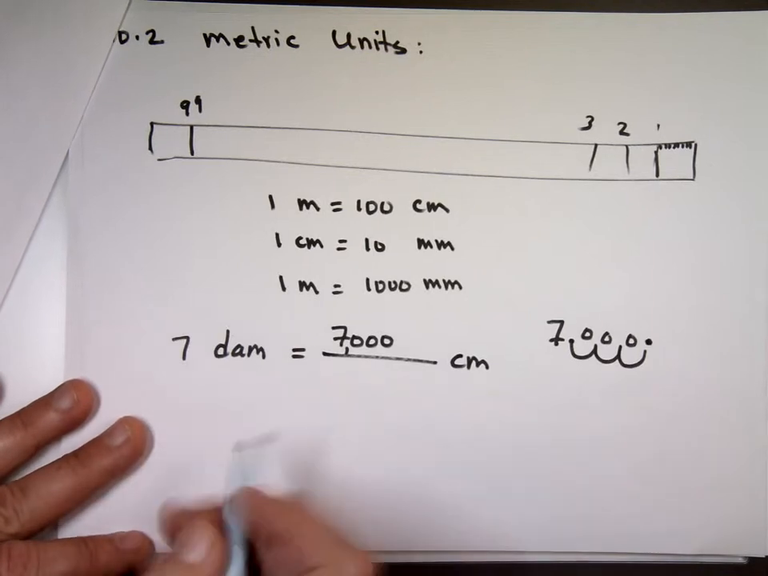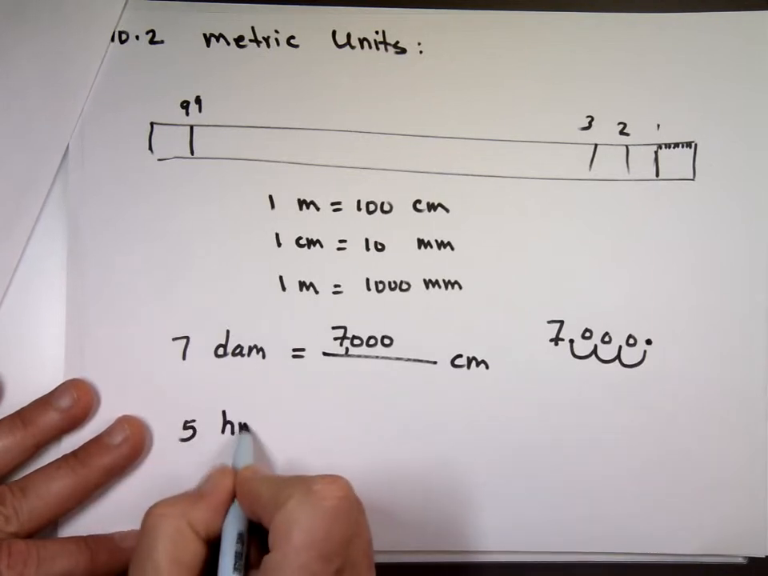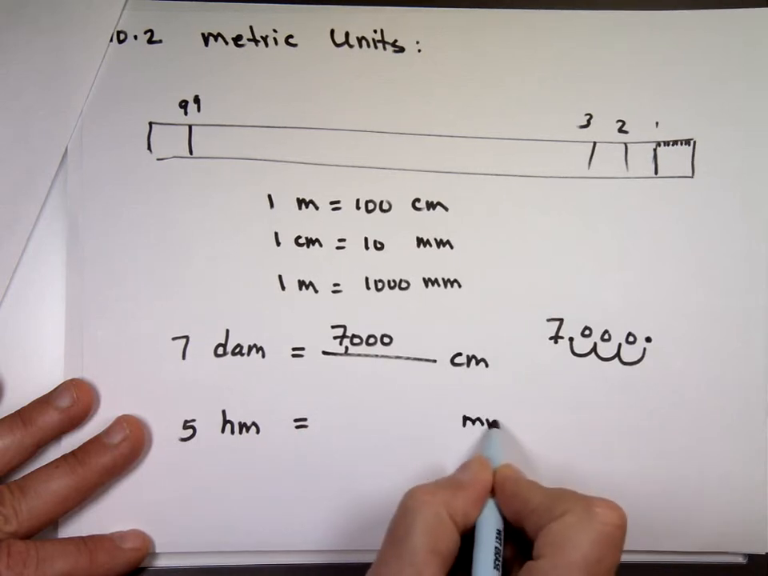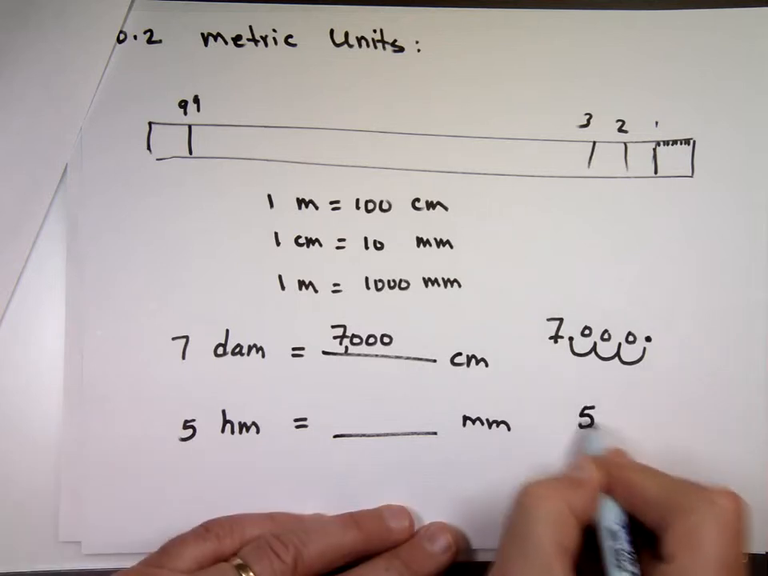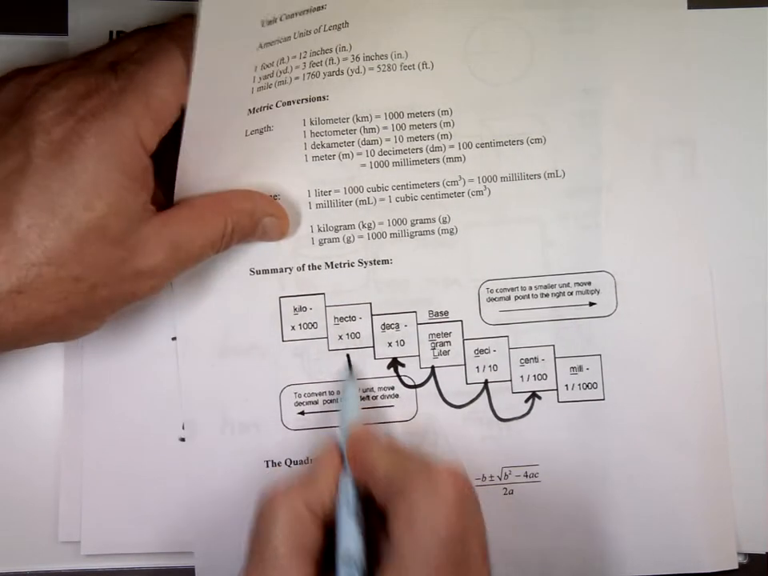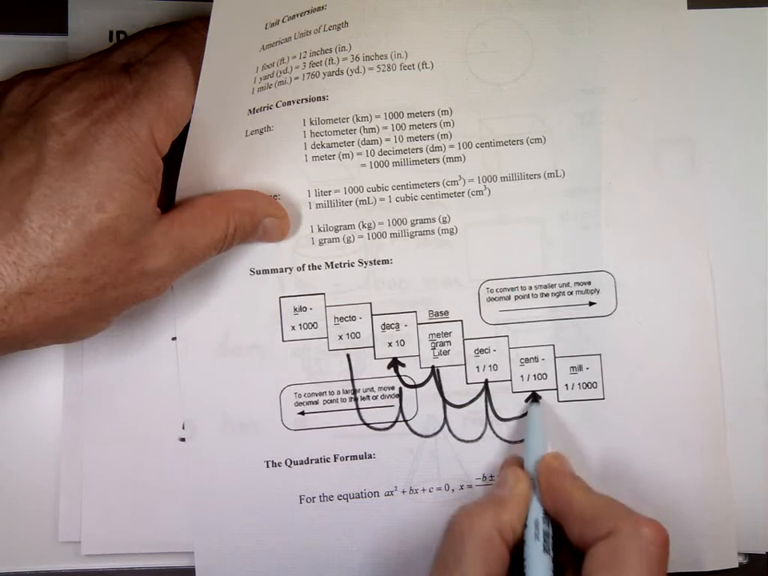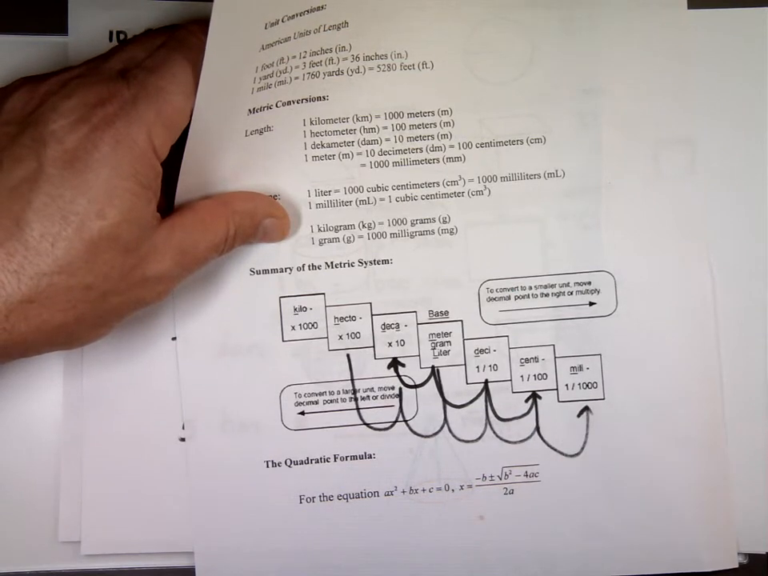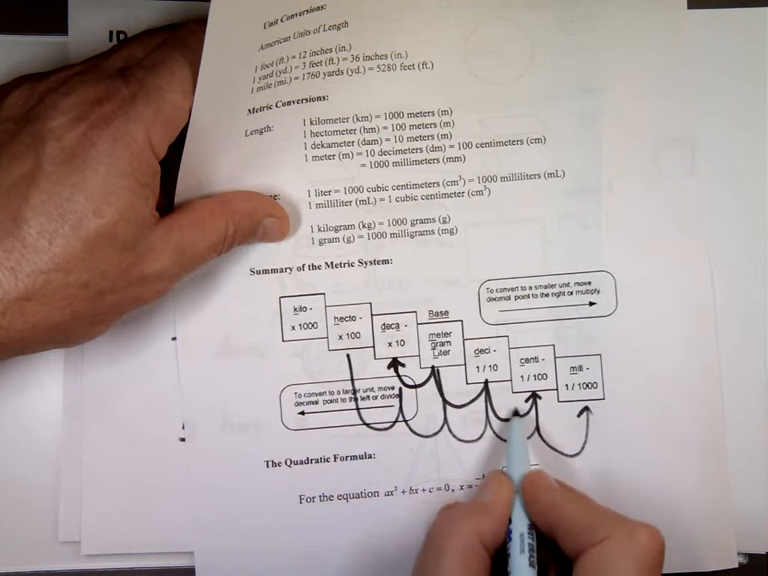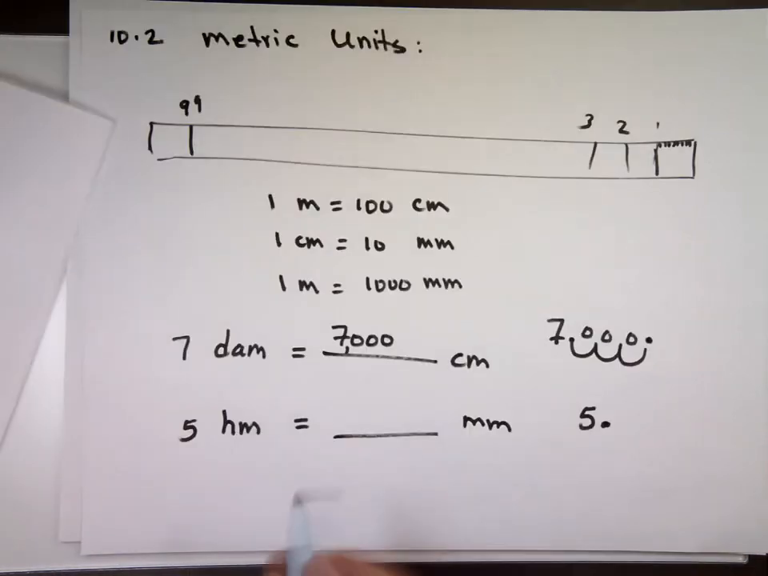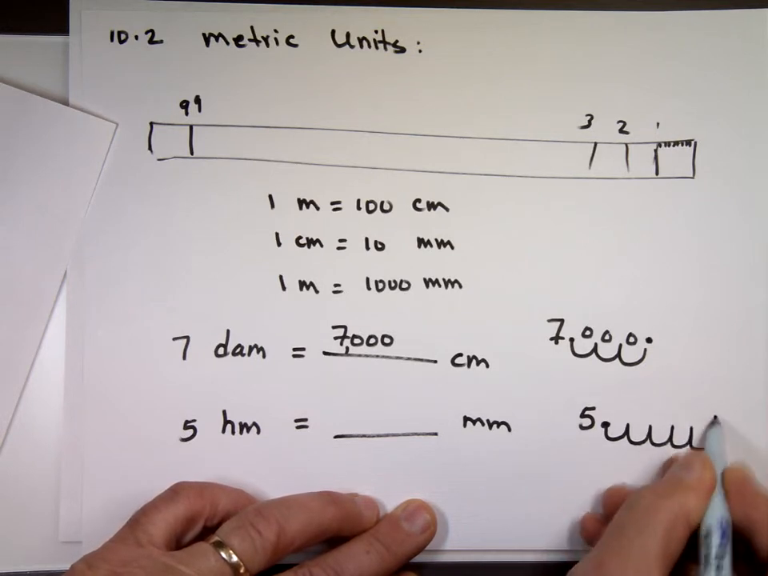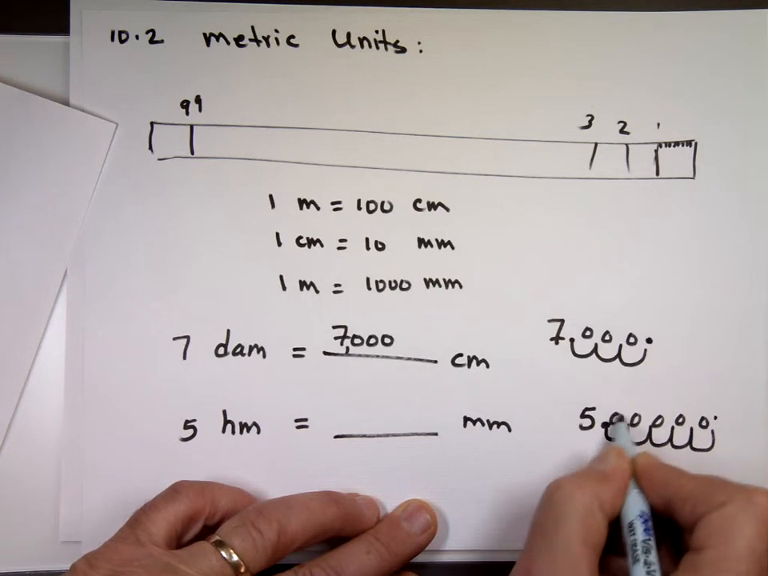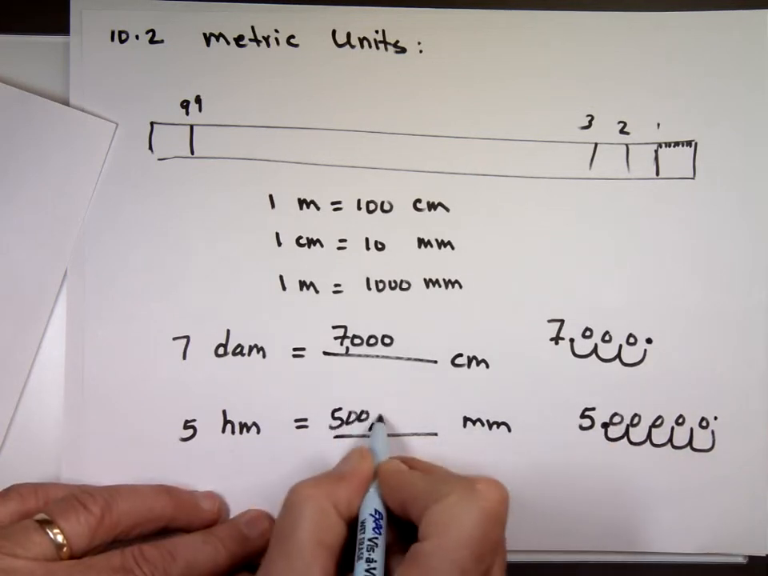Let me try another one. 5 hectometers, and I want to change it to millimeters. The 5, the decimal point is here. From hecto, which is right here, you got to move it 1, 2, 3, 4, 5 places to millimeters. You start with hecto, and you got to go all the way to millimeters. You got to move it 5 places. So grab your decimal point 5 places. 1, 2, 3, 4, 5. What do we have? 500,000 millimeters.